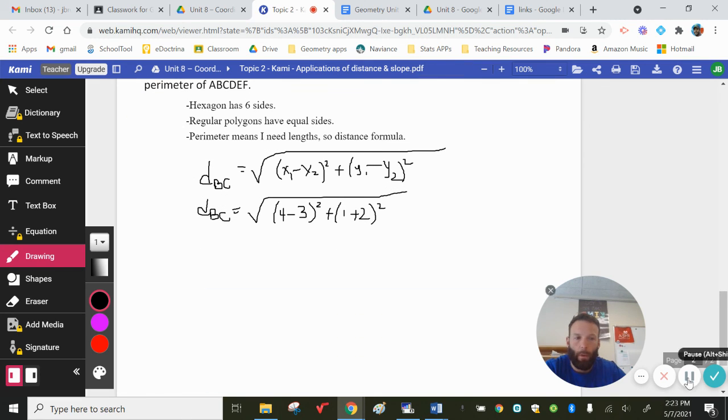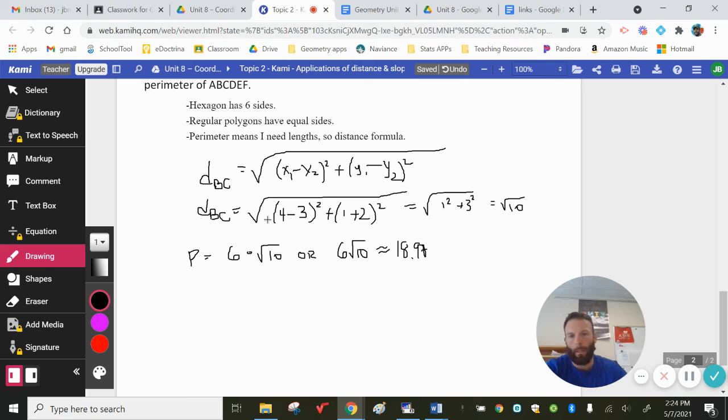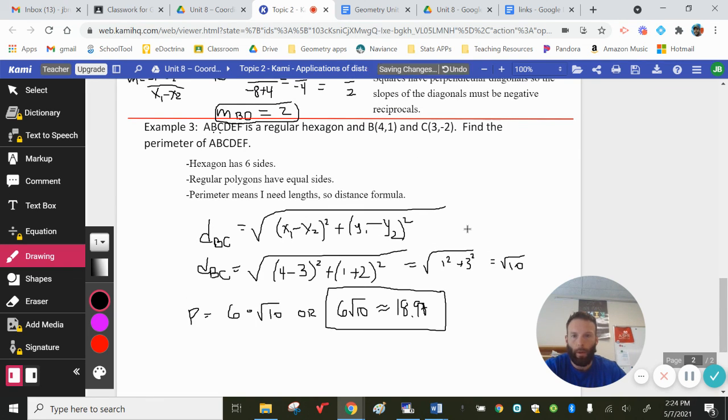Now I'll just simplify and find what that distance from point B to C is before I can find the perimeter. Okay, so the distance from point B to C is the square root of 10. And so my perimeter would be 6 times that length. 6 times the square root of 10 is 6 square roots of 10, or about 18.97. So either one of those answers are acceptable for the perimeter of this regular hexagon.